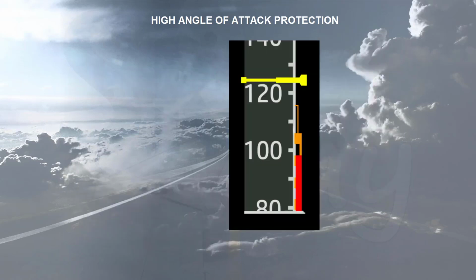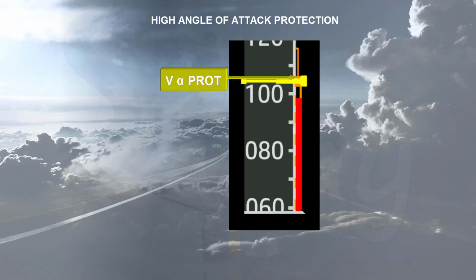This protection displays information on the PFD speed scale. As speed decreases, it reaches VLS, lowest selectable speed with autothrust engaged. With autothrust inoperative or not engaged, the speed can reduce to the first level of angle of attack protection, the alpha protection, which is shown as the top of the amber and black band, the barber pole. With stick released, the flight control computers will maintain the speed at V alpha protection. If engaged, the autopilot will disconnect.